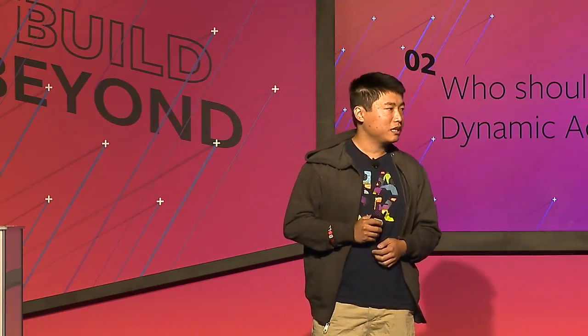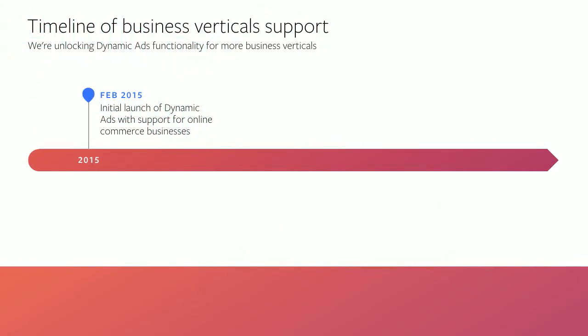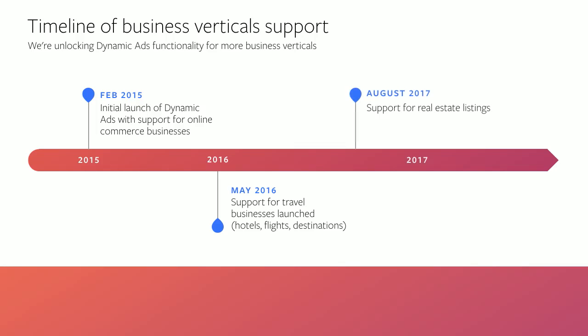So great, we know what dynamic ads are. Let's talk about who it's designed for. Let's look at a timeline of the different business verticals that we have added support for. We began with e-commerce, like we mentioned, and then we added support for travel use cases, like hotels, flights, and destinations in 2016. We launched support for real estate listings in August, and today I'm really excited to talk about alpha support for autos and entertainment. By the way, if you want to get early access to the support, reach out to my PM, georgex@fb.com.